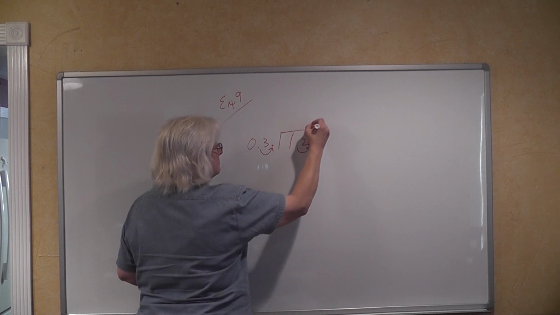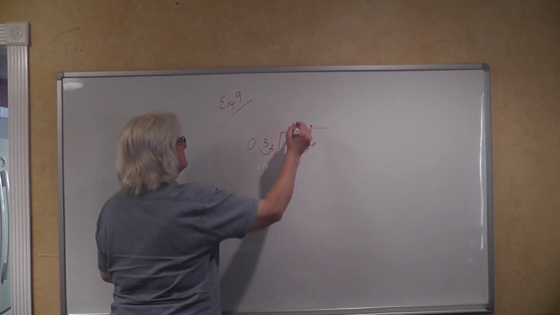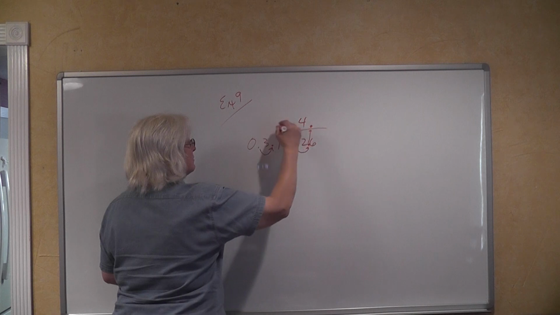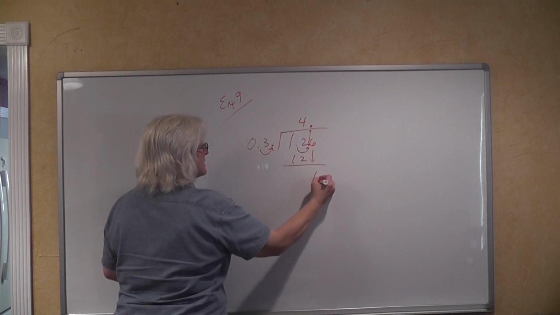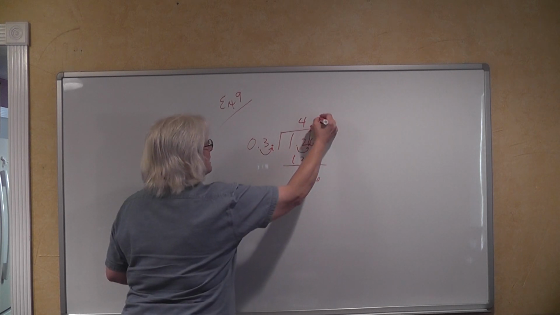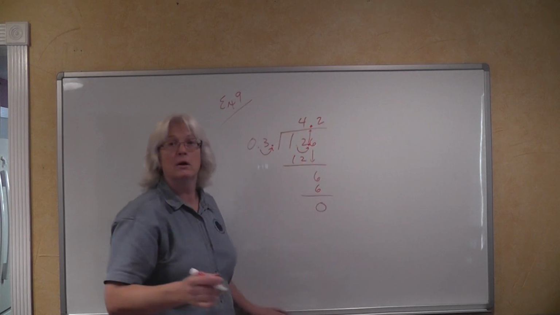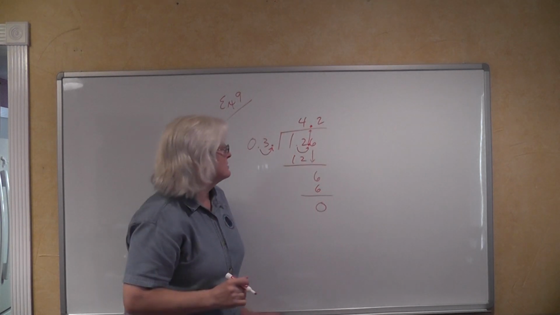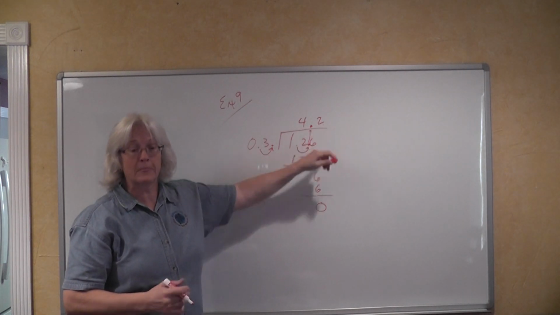Carry it up. Now we have 12 divided by 3 is 4. 4 times 3 is 12. We're going to bring down that 6. 3 goes into 6 twice. 2 times 3 is 6, and we have no remainder. So our division is finished, and our answer is 4.2.